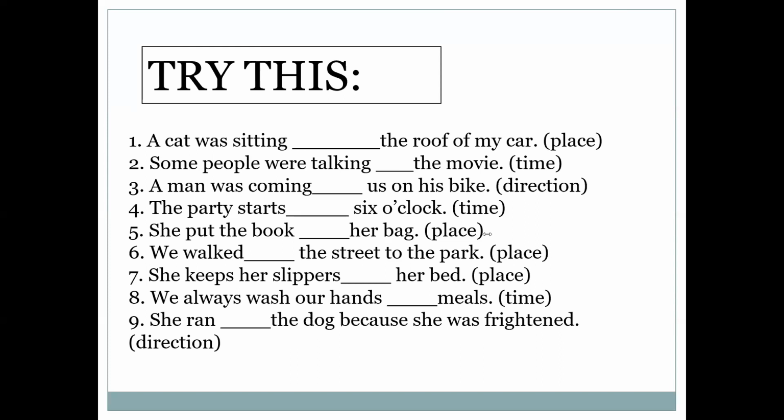Against, we can't say, not against the dog. Away from the dog or far from the dog. Talk about direction. Yeah, far from the dog is correct or away from the dog is correct. These two, because she was frightened. Reason is given. Good. You got a hang of preposition now.